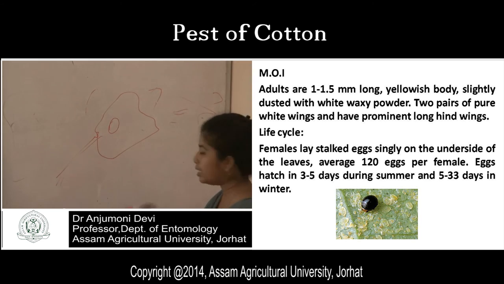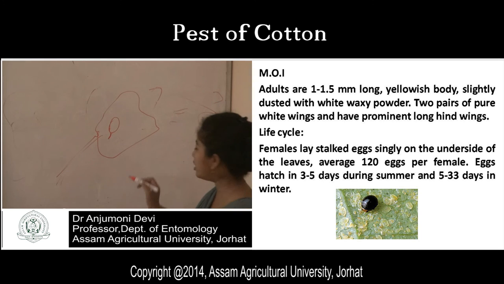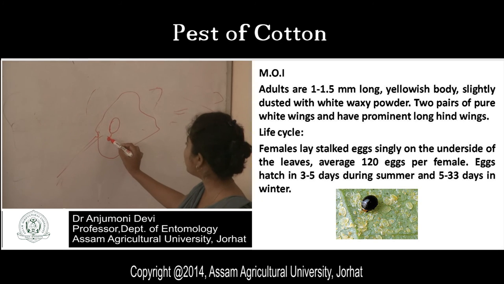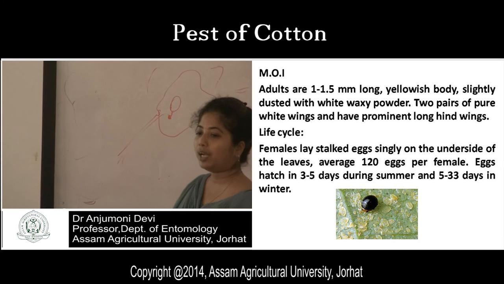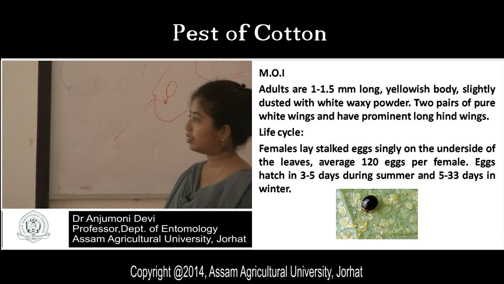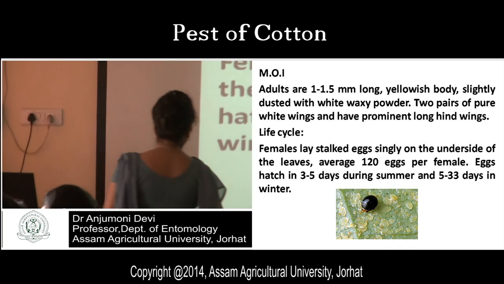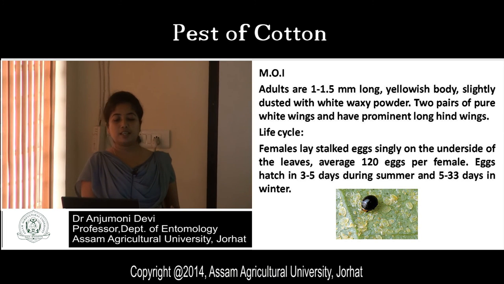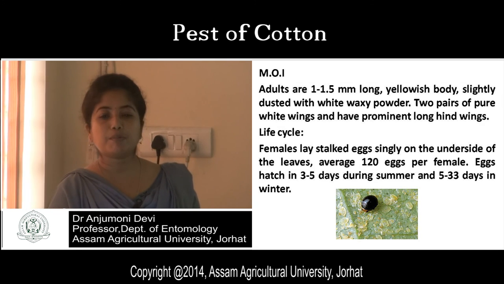Eggs are stalked, means this type of hair-like structure is attached with the egg on the leaves. This hair-like structure attaches the egg with the leaves. One female can lay 120 eggs, and in winter season the life cycle is longer than in summer. Nymph stays 9 to 14 days. There are 3 nymphal stages.